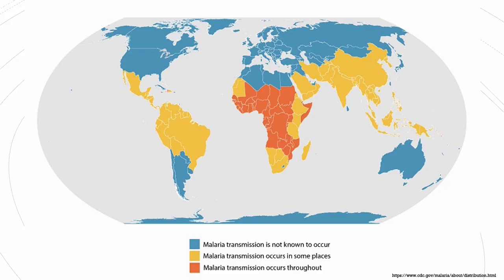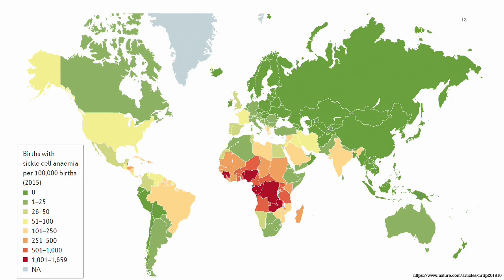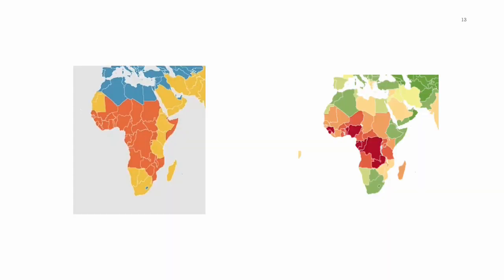So here's a map again of malaria cases. Pay attention to where the dark orange region is. And here is a map of sickle cell anemia prevalence. If we look at these two maps together, we see that sickle cell anemia occurs exactly in the same region as malaria, and now we're going to talk about why that is.